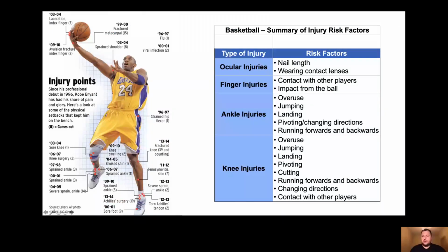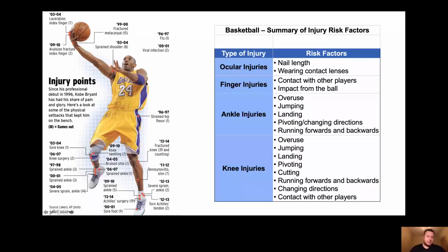So what are the risk factors for injury? For example, ocular injuries: nail length, wearing contact lenses, finger injuries, contact with another player, impact from the ball. Ankle injuries: overuse, jumping, landing, pivoting, changing direction, running forwards and backwards. Knee injuries: overuse, also jumping, landing, pivoting, cutting, changing direction and contact with other players. As you see, the injuries are happening during the main basketball movements. So it's quite difficult to prevent it when the majority of the things are happening during the basic movements in basketball.